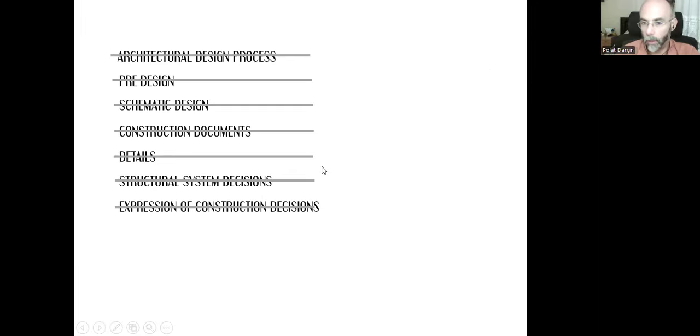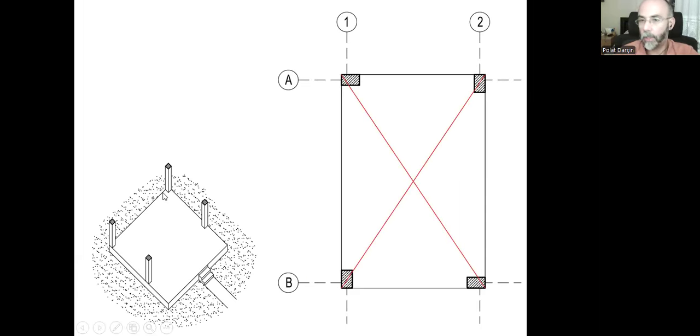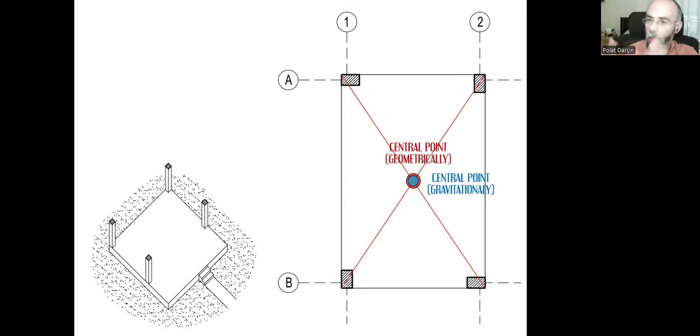Okay, we learned about the expression of the construction decisions. Last thing, is the structure stable enough? Let's check that. In order to find out, this is what we can do. Here, if I draw this cross sign on my plan, that will give me the central point. That's the geometrical center of the building. And I need to think about the loads, the weight of these beams and columns and the floor slab. And if the center of the gravity, the center of the loads is at the same point with the geometrical center, then it's good.